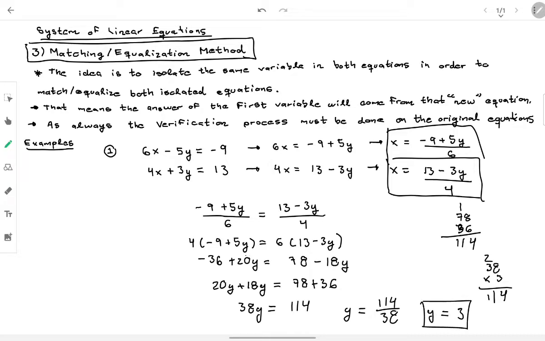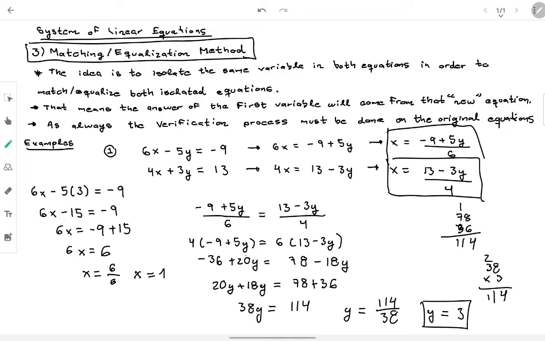So when we have the value of y, we can use any of the original equations to get the value of x. I will use the first one. It's going to be 6x minus 5 that multiplies y equals minus 9. 6x minus 15 equals minus 9. 6x equals minus 9 plus 15. 6x equals 6. X equals 6 over 6. That means x equals 1. So we have the independent value of the answer: x equals 1, y equals 3.